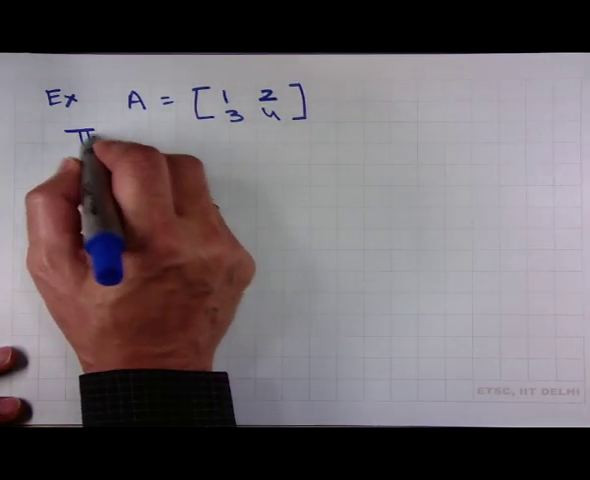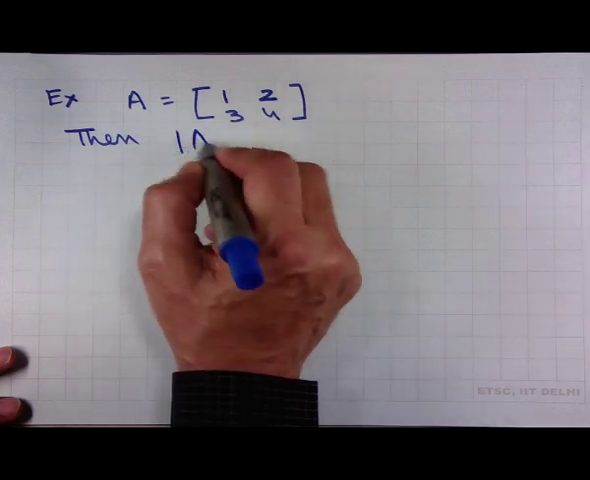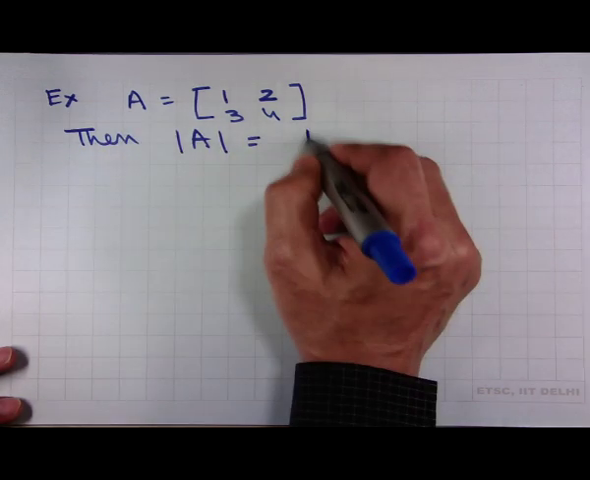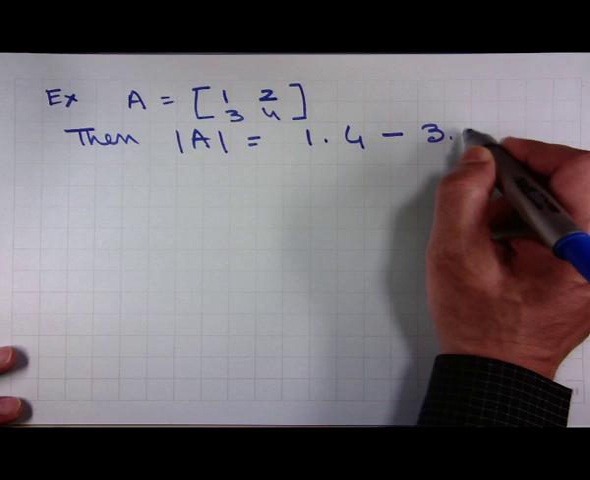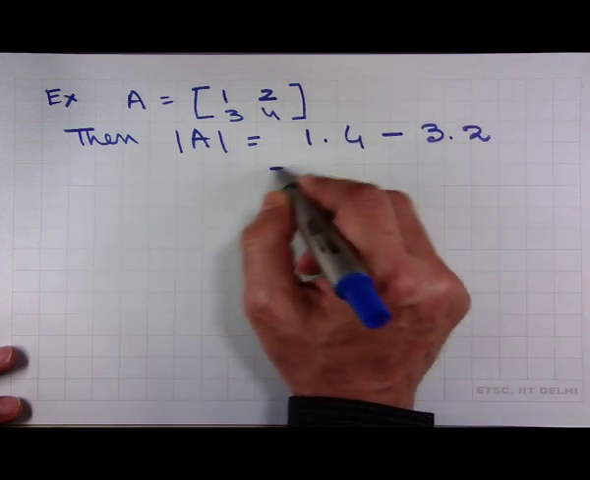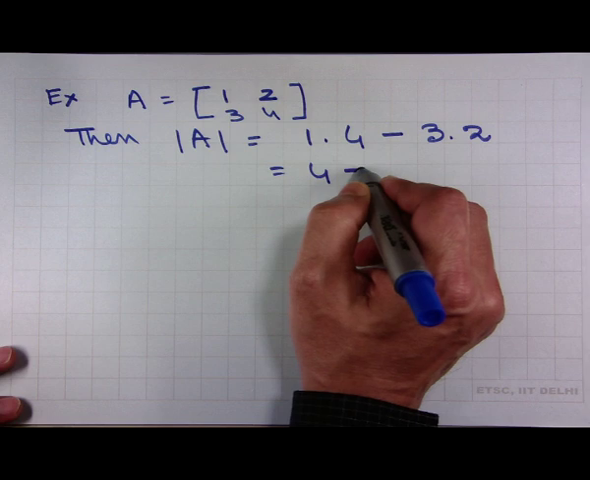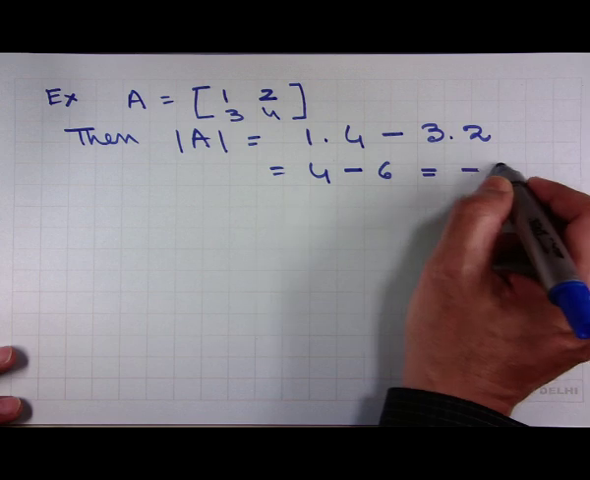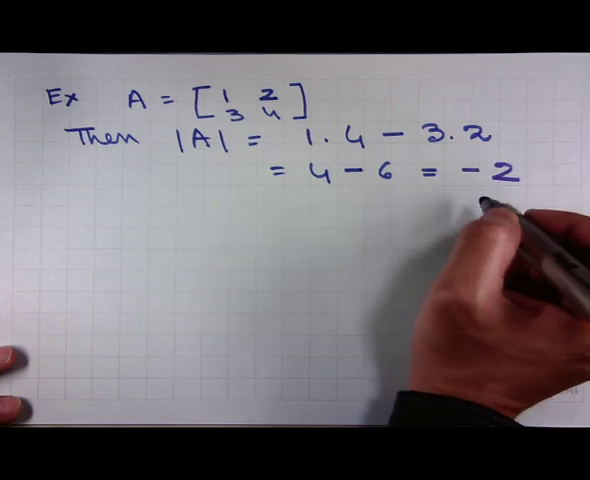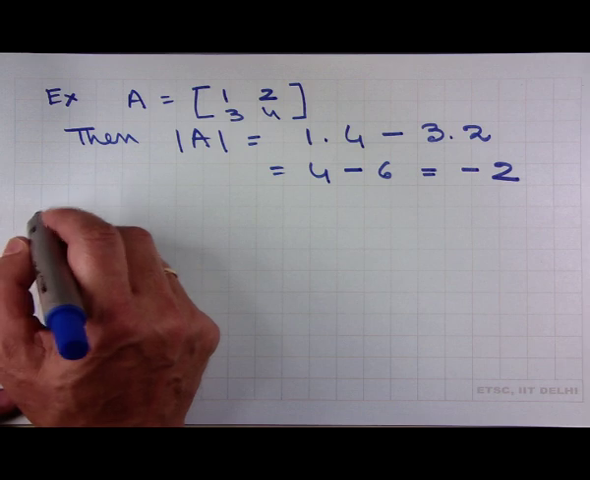then determinant of A is equal to 1 into 4 minus 3 into 2, is equal to 4 minus 6, is equal to minus 2.